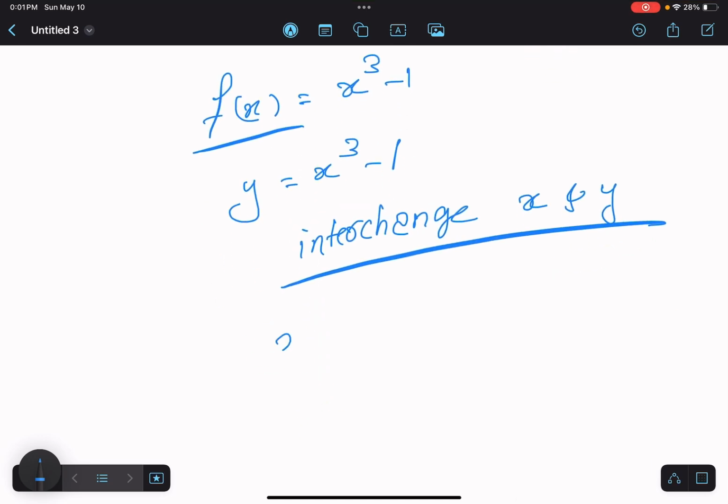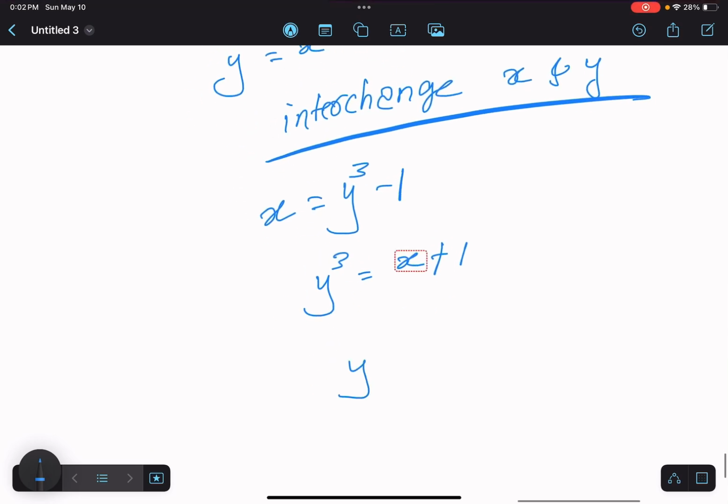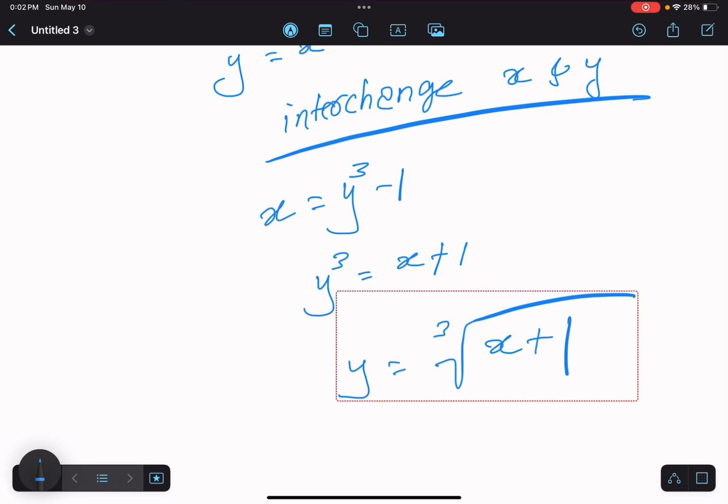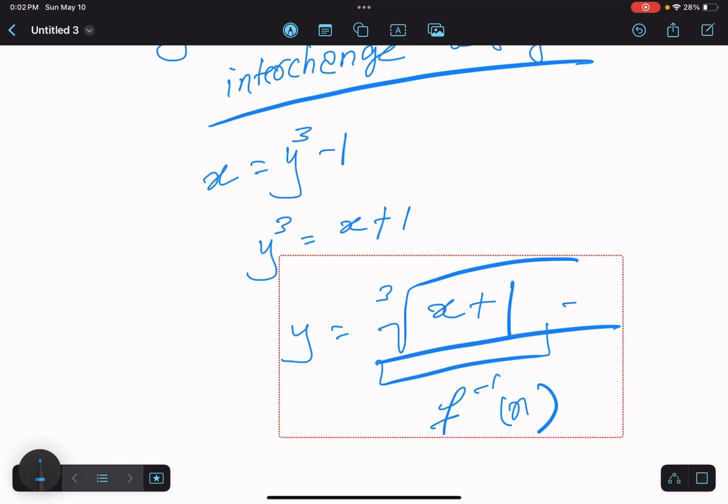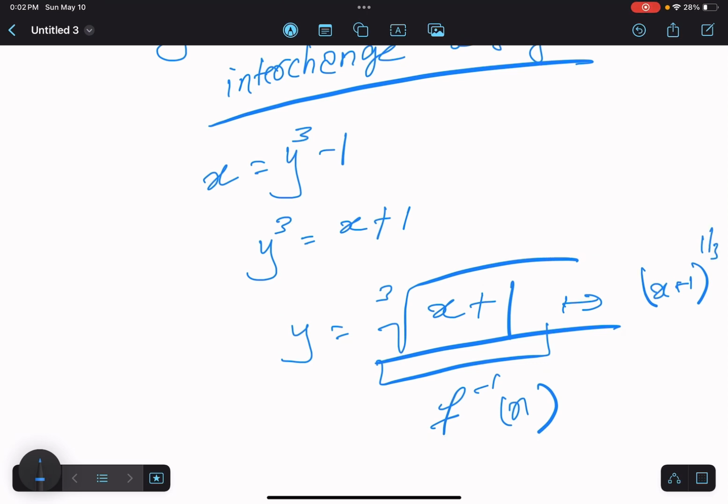In place of y, write x. In place of x, write y. So x equals y cube minus 1. I think this makes sense to you, right? Now just separate y. Y cube is equal to x plus 1, or you can write y is equal to the cube root of x plus 1, right? And this is the f inverse x. As simple as that. So f(x) was x cube minus 1. Its inverse is the cube root of x plus 1, or this can also be written as (x plus 1) to the power 1 over 3. This is how we solve it. Is it clear?